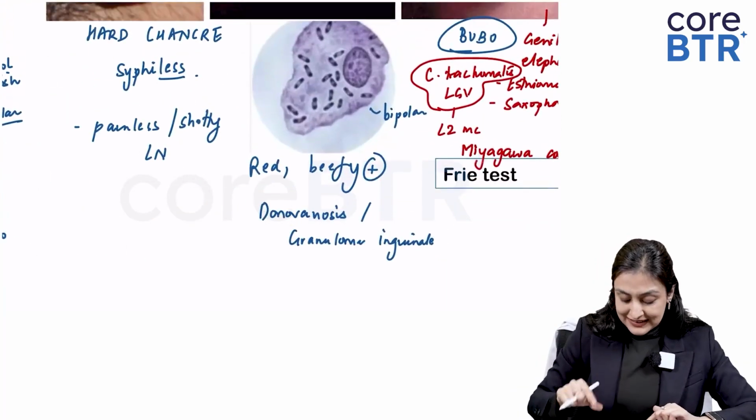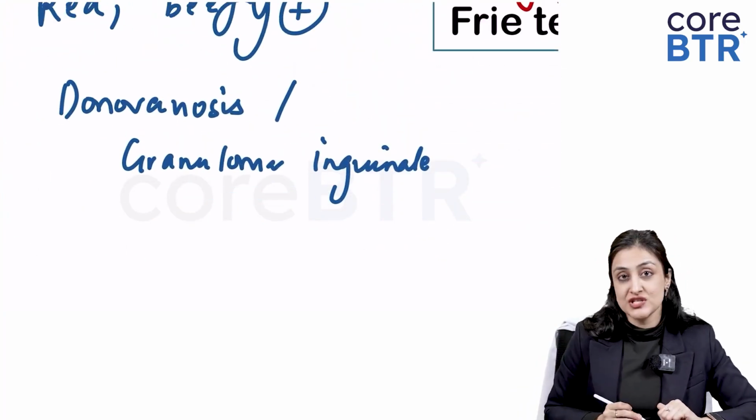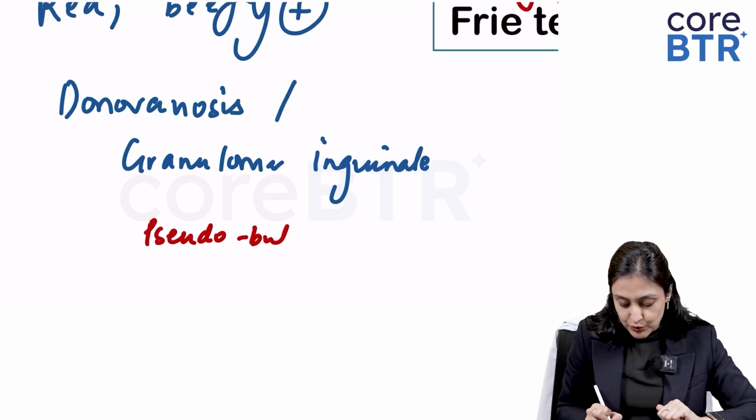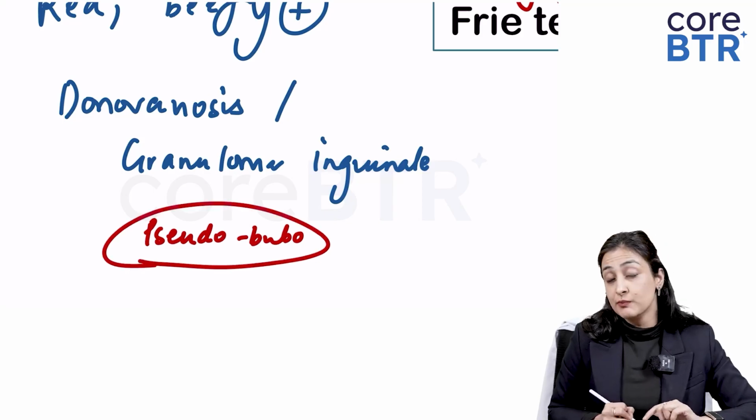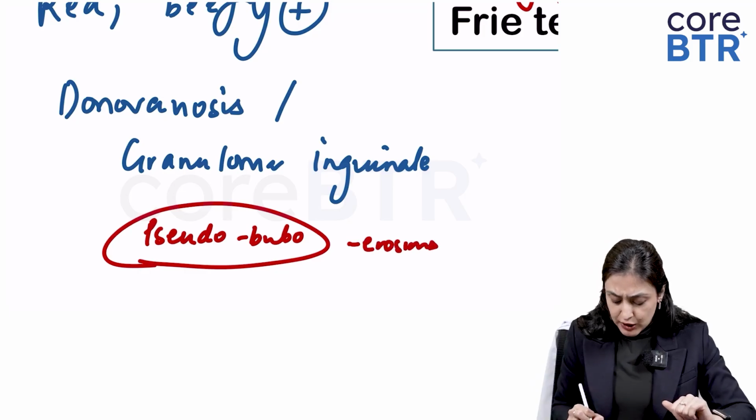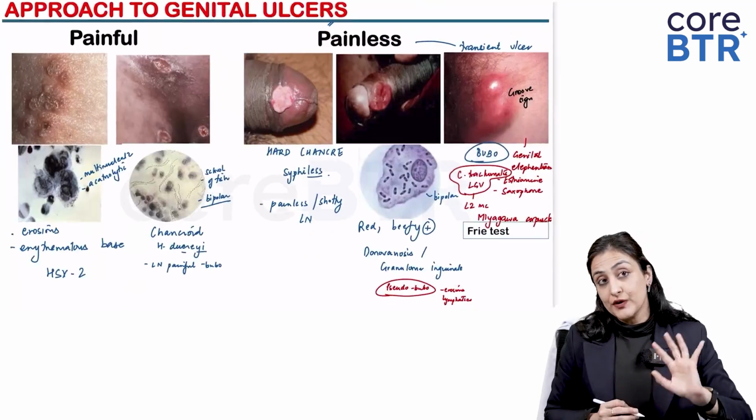One more thing, in granuloma inguinale, you don't see lymph nodes. What you see are erosions, and they are called pseudo bubo appearance. So pseudo bubo appearance are the erosions that happen along the lymphatics, right? So that is what we need to remember here.